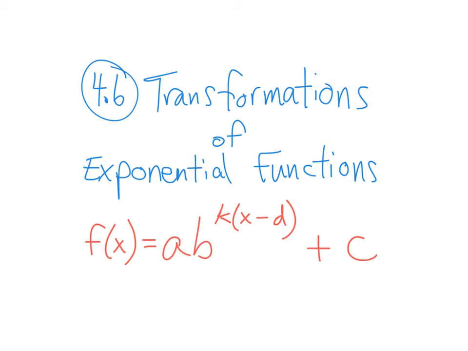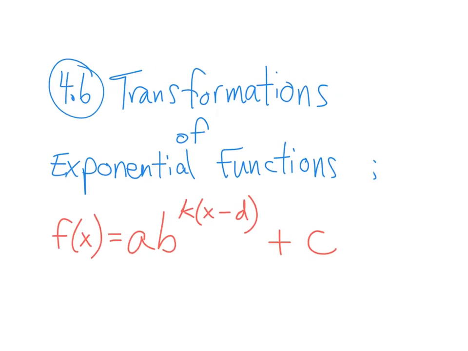Hello everyone. Transformations of exponential functions. In red we have the general form of an exponential function with the a value, the k value, the d value, and the c value, which will cause our transformation effects. Base b to the exponent x is the parent, and these transformation values get multiplied and added or subtracted to the parent function, causing the transformations.